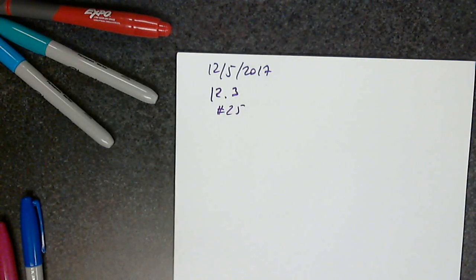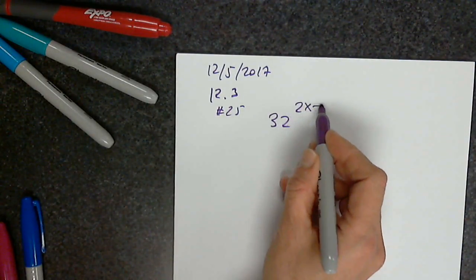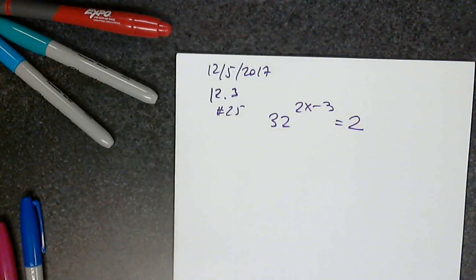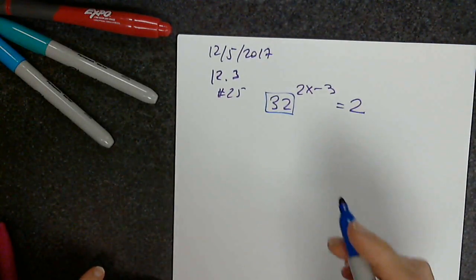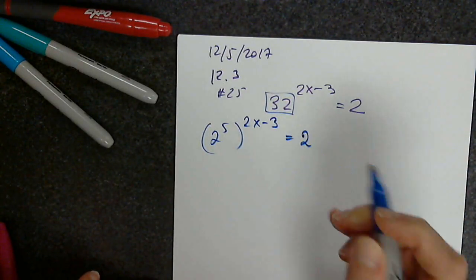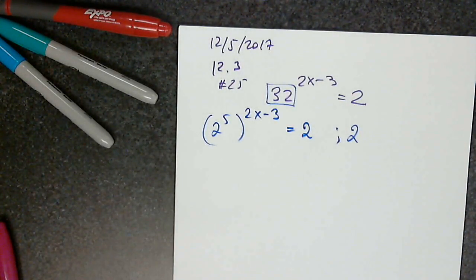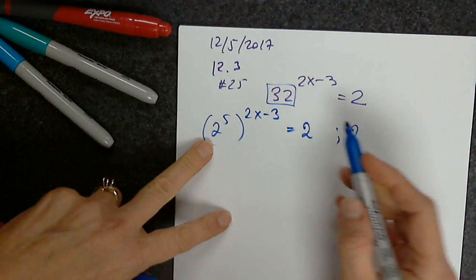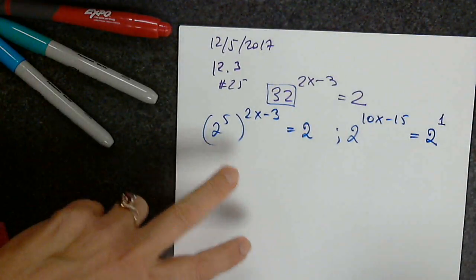12.3 times 25. And we have 32 raised to 2x minus 3 equals 2. In this case, we have to present both sides with the same base. So all we have to do is replace 32 by 2 to the 5th. So 2 to the 5th, everything raised to 2x minus 3 equals 2. I copy the base. What happens to the exponents? Yes, I will multiply or distribute 5 to these two. So 10x minus 15 equals 2, or 2 to the first power.